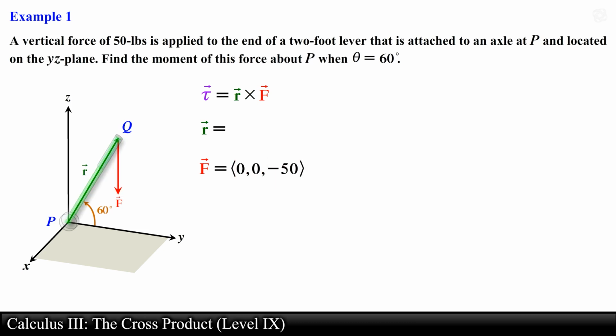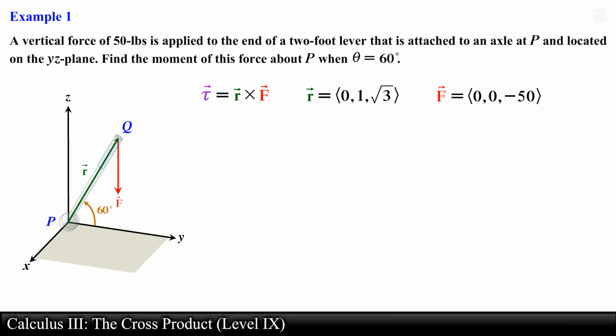For the position vector, we can find the y and z components by using right triangle trigonometry. Notice that the position vector is located in the yz plane, so it will have a y component equal to 2 times cosine of 60 degrees, which is equal to 1. And the z component will be equal to 2 times sine of 60 degrees, which is equal to the square root of 3.